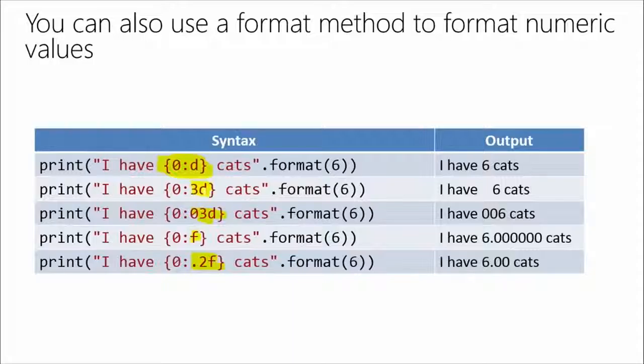It's a placeholder for a decimal, and I want a minimum width of 3 characters. And it'll fill with white space if I don't have at least 3 characters. I can specify 03d, which means I want a minimum width of 3 and lead it with zeros if it's not at least 3 digits long. I can specify it's a placeholder for a float. I can specify it's a placeholder for a float and not use the default number of decimal places, which is 6, and say I want 2 decimal places, not 6.